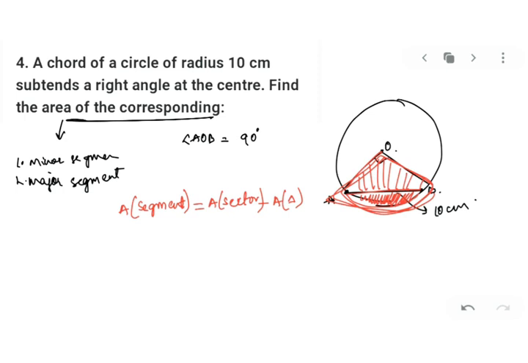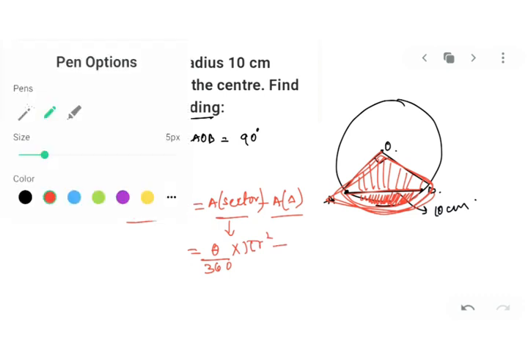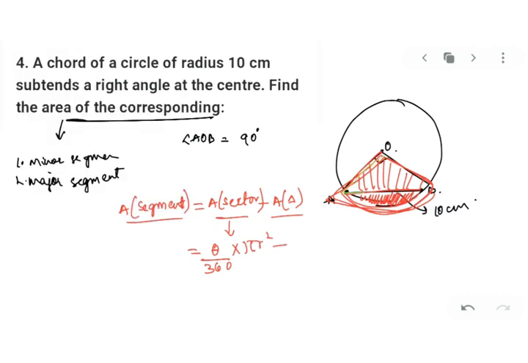Now for area of segment, area of sector you need, and you need area of triangle. What is area of sector, my dear kids? We know very well, it is theta upon 360 into pi r square. And what is area of triangle? Here, my dear kids, this triangle is a right angle triangle. For that, area will be half into base into height.